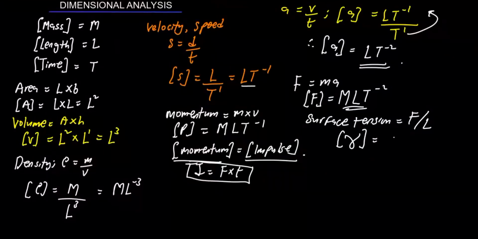Check it out. Force, the dimension is MLT to the minus 2, over length. I have length here, so this will take care of this. They are both positive. So therefore, the dimension of this is what? Sorry, that will be MT to the minus 2. All right. Let's look at another quantity.